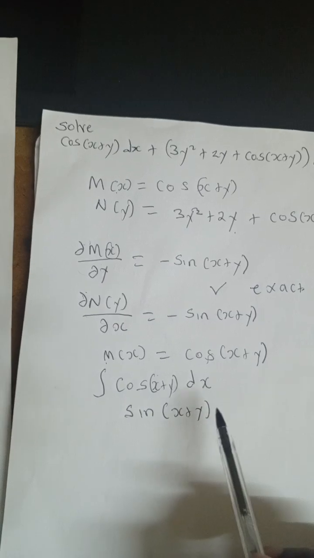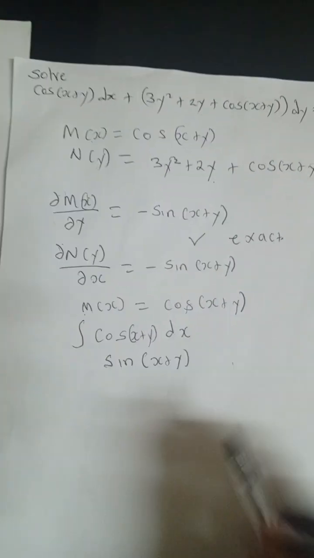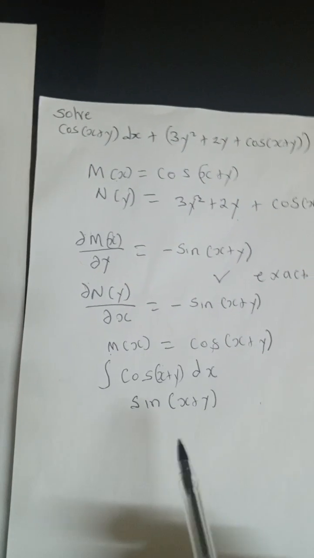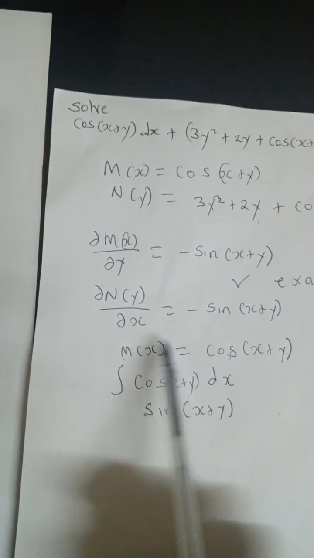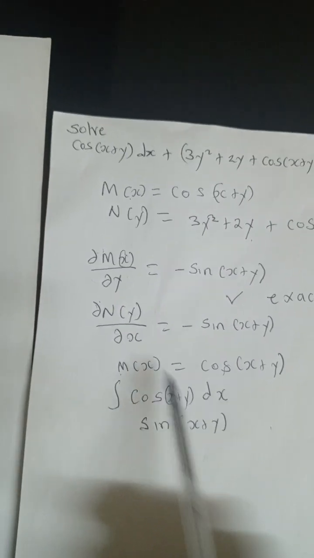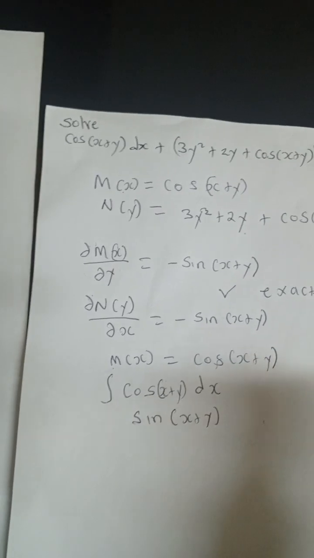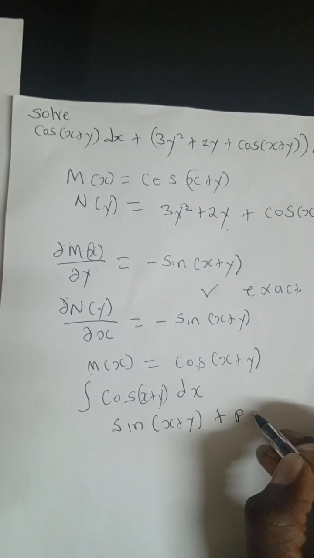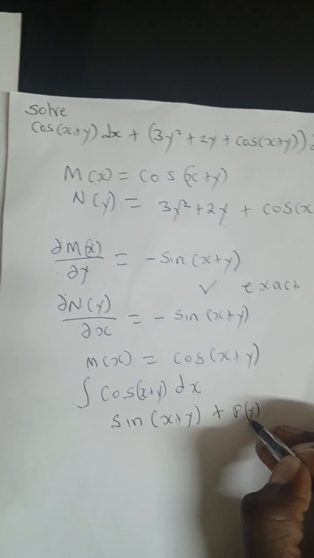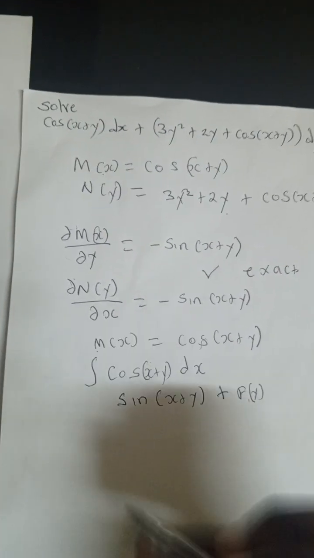Now, instead of adding a plus c, we're going to add a plus f(y). Since we are differentiating the function M(x), which is a function of x, we're not going to add f(x), but we're going to add f(y). So this will be plus f(y), the function of y. It will come in handy. You'll see why we usually do this.